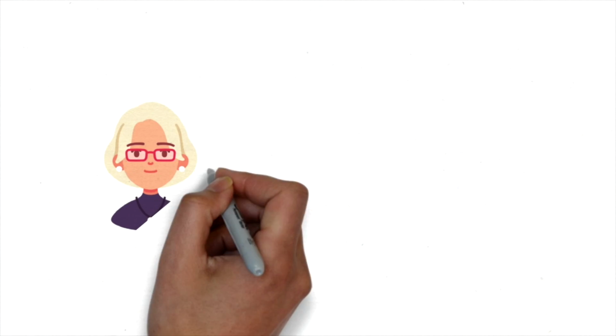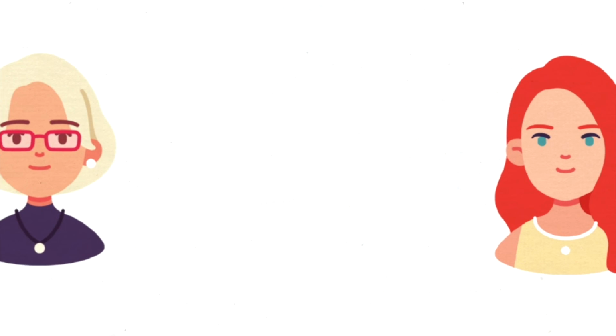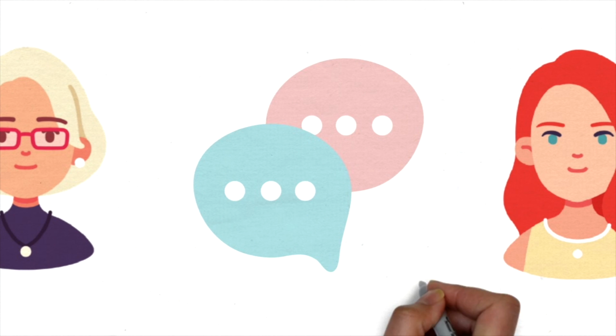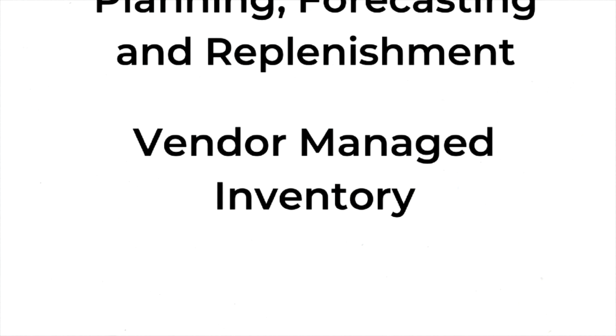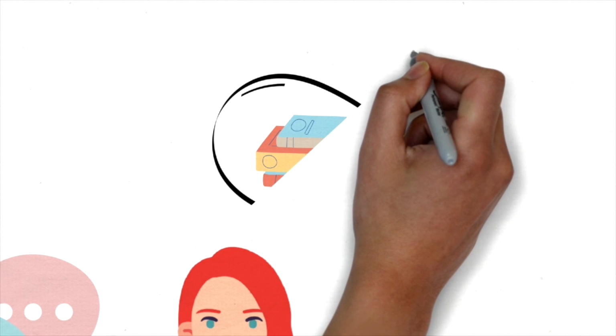Anna is impressed by Emma's knowledge and asks for even more advice. Emma tells her that she will come back to tell her about the CPFR and VMI. However, now she has to go to the library and study because the exams are approaching.